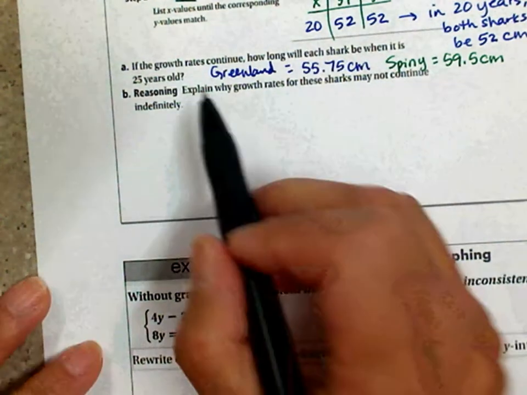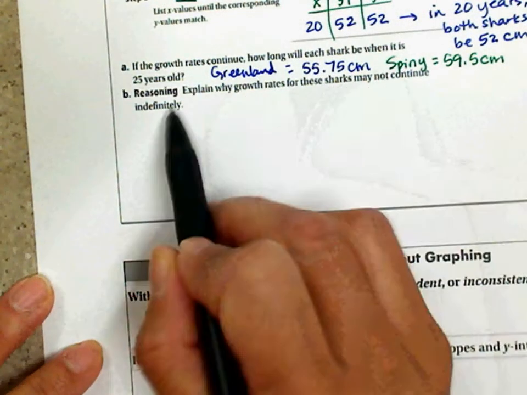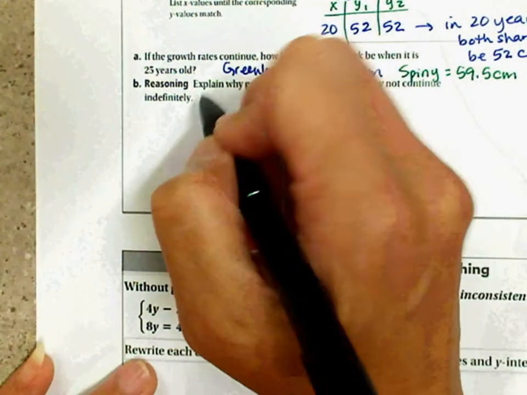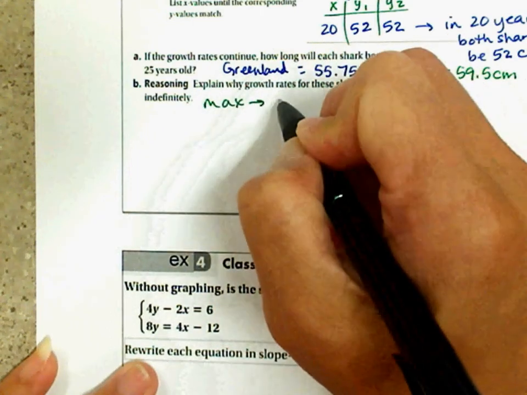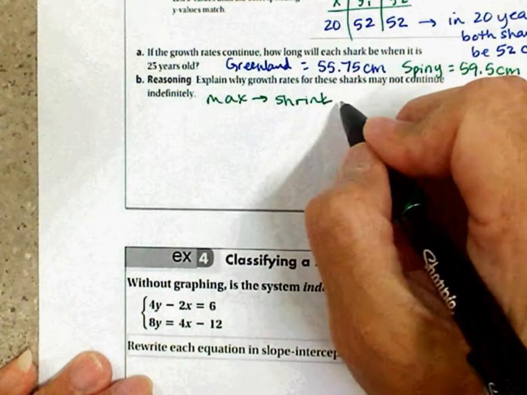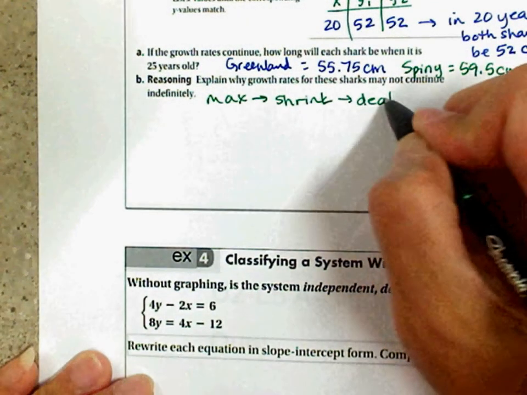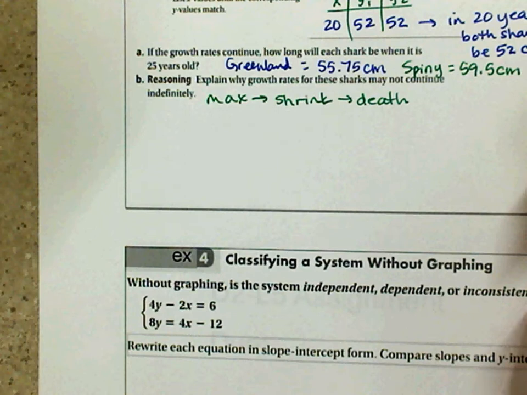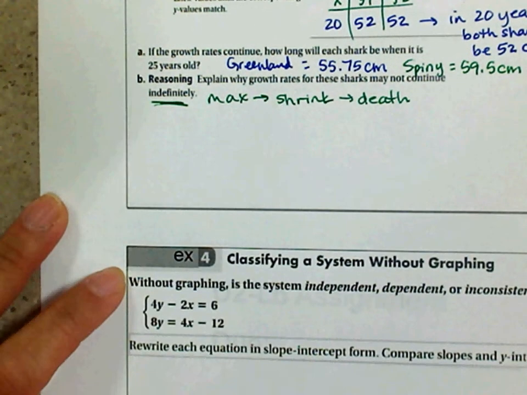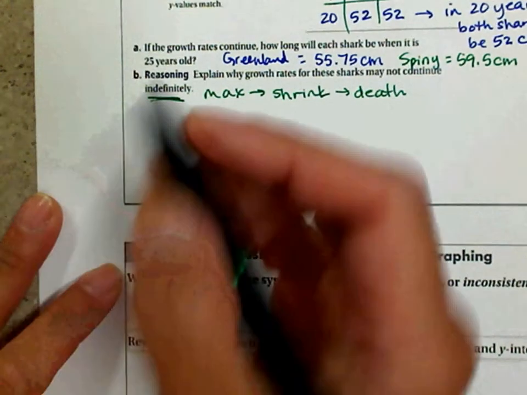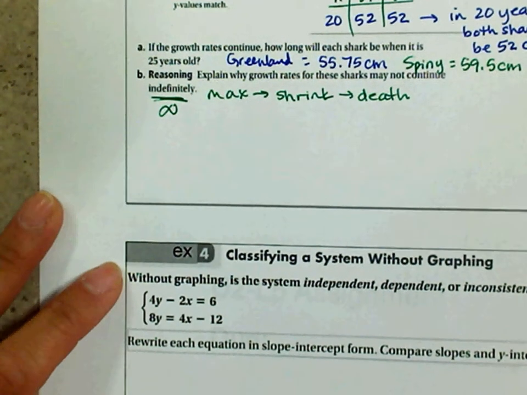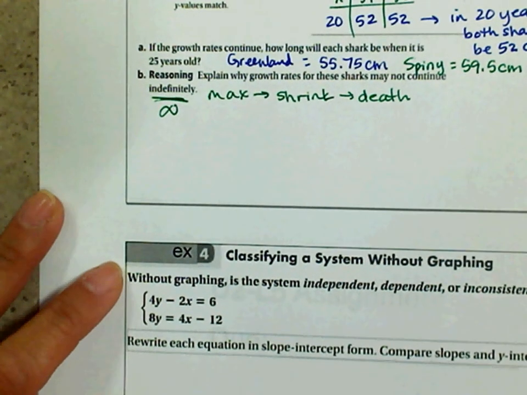Well, we all know things hit a maximum, and then most things start to shrink, even people. You notice your grandparents get a little shorter. And then it leads to, I hate to talk about it, but eventually they die. So that's why they don't go on forever. Indefinitely means forever. Okay? There's your symbol for infinity. There you go.